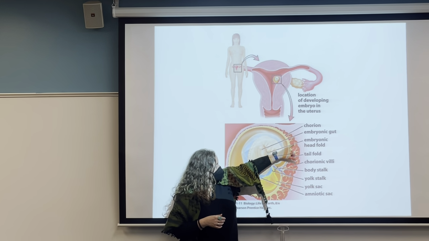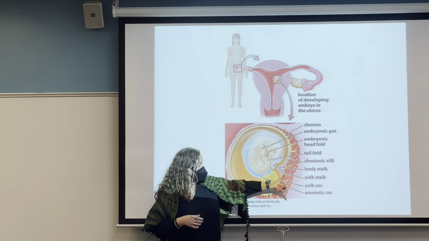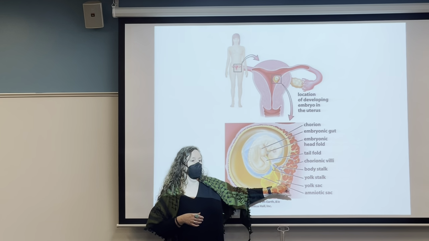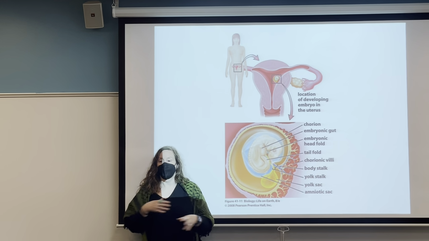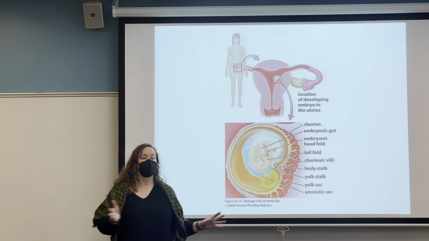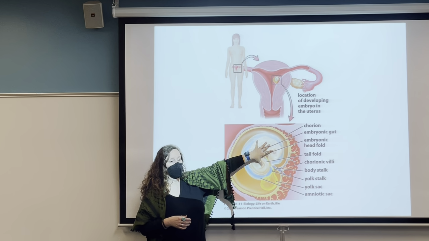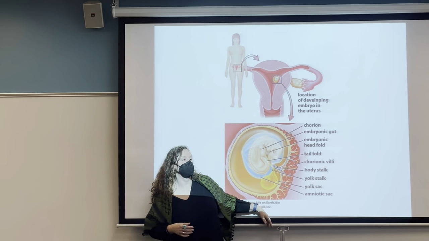And in this area of the placenta, there's blood. So these chorionic villi are bathing in pools of the mother's blood to allow for exchange of essential nutrients and other things between the developing embryo or fetus, and think about this as the mother.